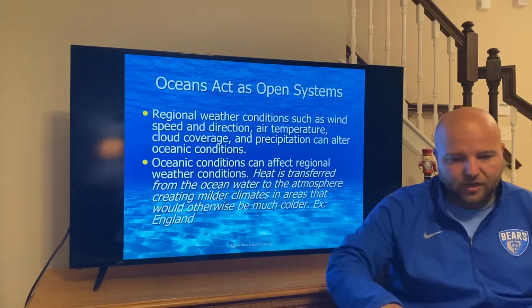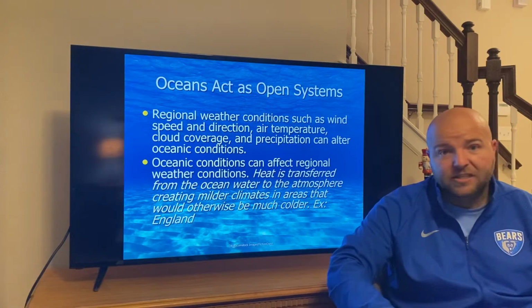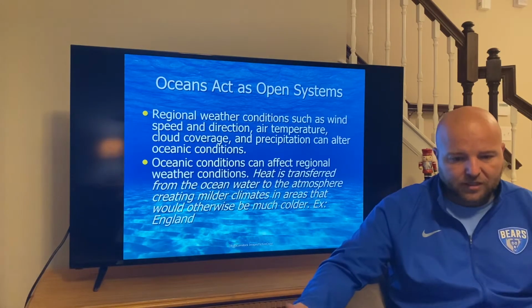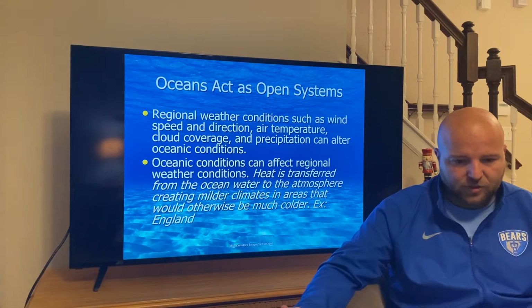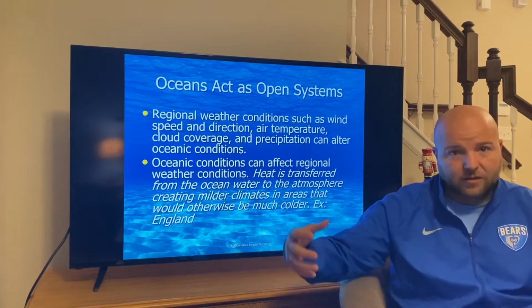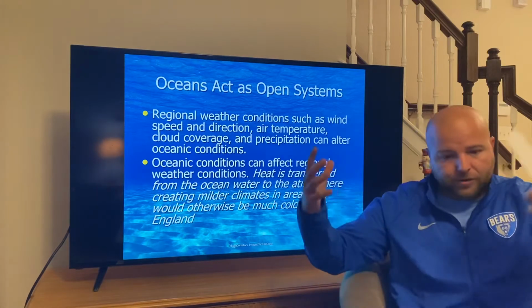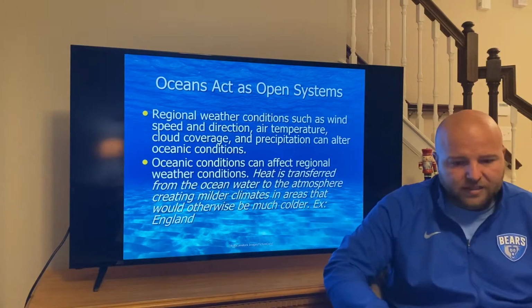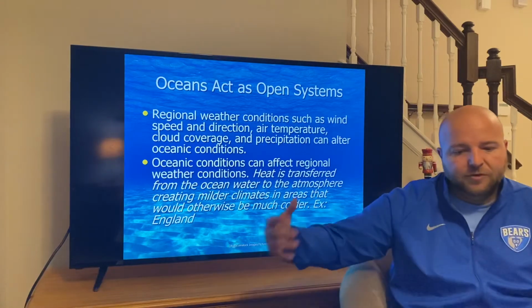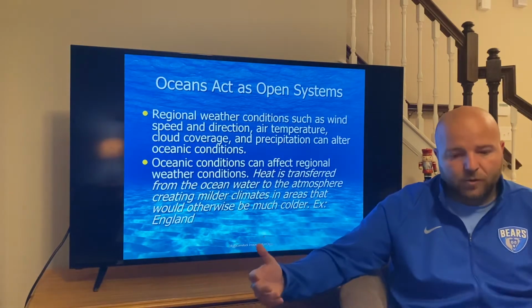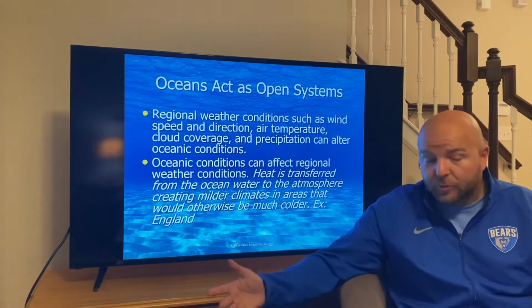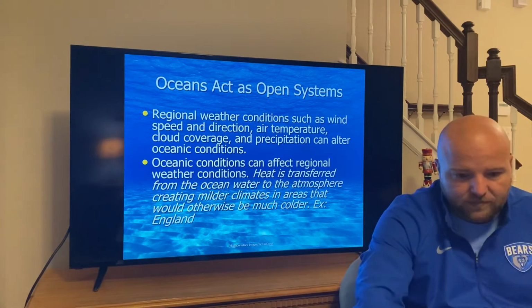And here's the part that I want you to take a peek at. You're not writing this down, but I want to point it out real quick. So heat is transferred from the ocean water to the atmosphere, creating more mild climates. So like we were talking about with England, that warm water gets sent over. Some of that heat leaves the water, comes into the atmosphere, and creates that more mild climate in places like England, where based on latitude, it should be a little bit colder.